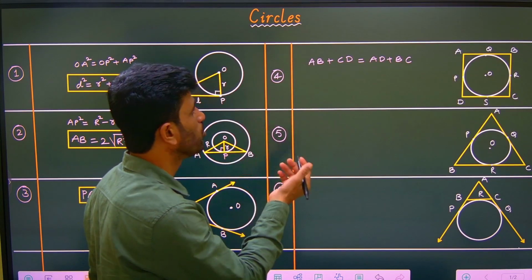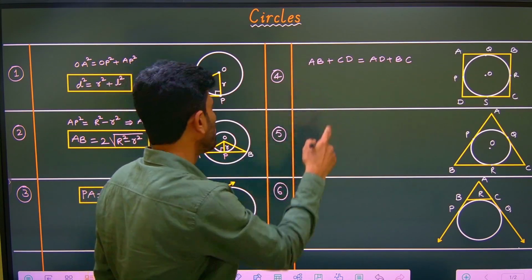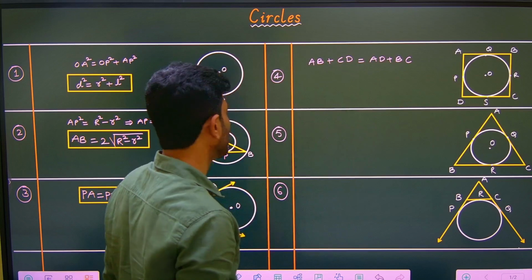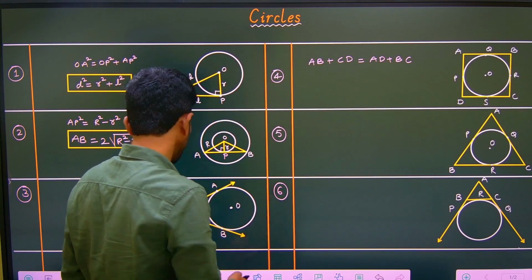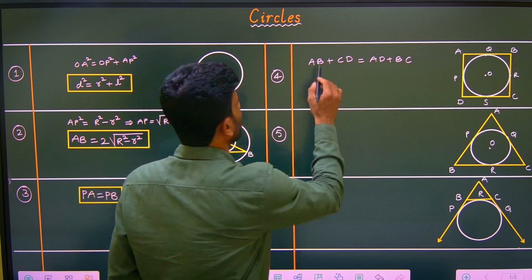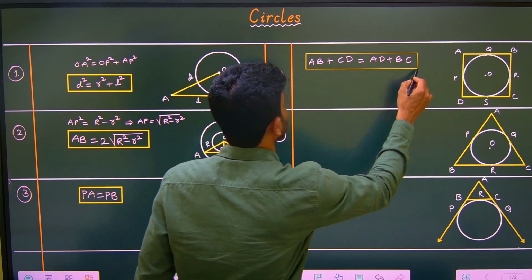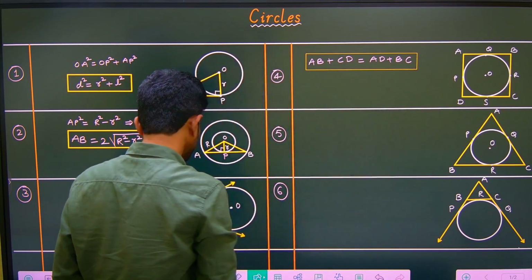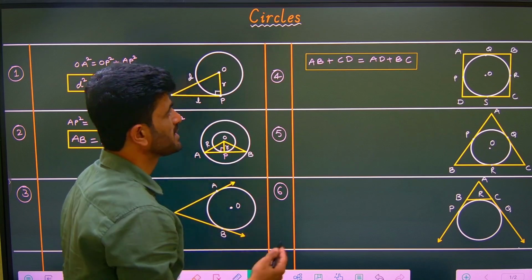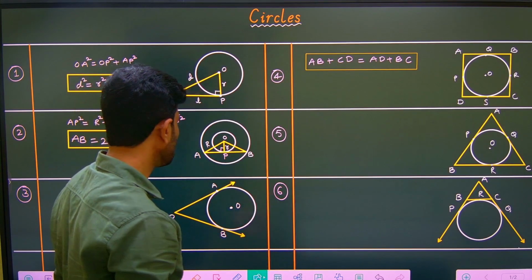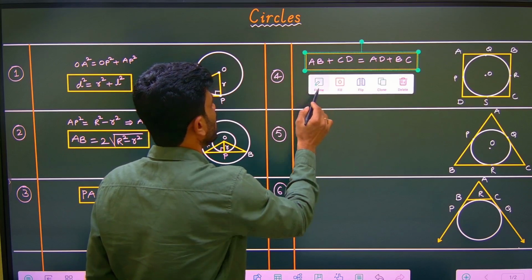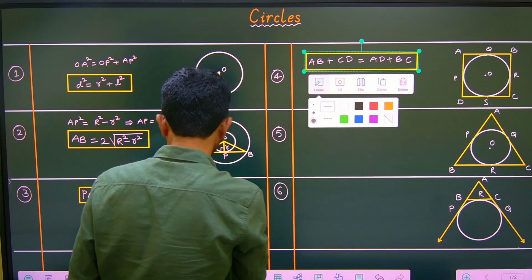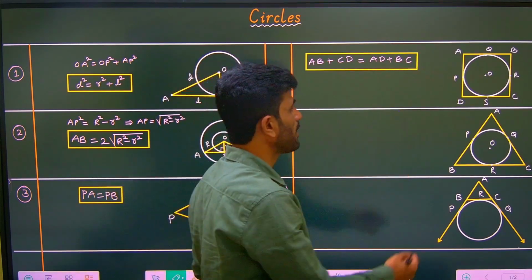And I want to tell you only the formula so that in the exam, if any question comes related to it, you can solve it directly by using this formula. If it is objective or short answer type, you can do it using this formula. Try to remember: if a quadrilateral is circumscribing a circle, then the sum of opposite sides is equal. AB plus CD is equal to AD plus BC. Try to remember it.